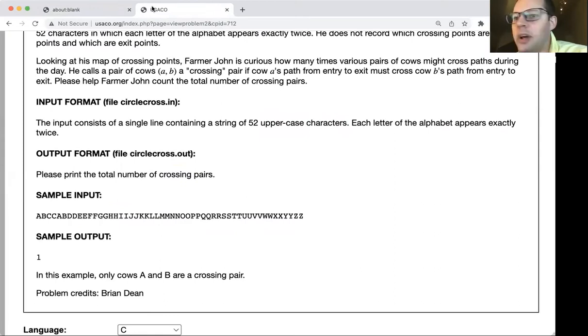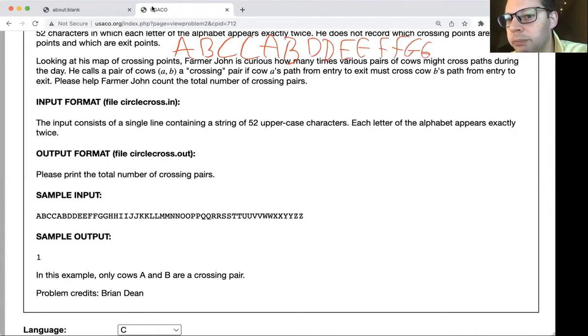Actually, I should maybe write that down up here first. A, B, C, C, A, B, A, B, C, C, A, B, and then D, D, E, E, F, F, G, G, D, D, E, E, F, F, G, G. And actually, I'm noticing that this is just double characters, H, H, I, I, J, J, K, K.